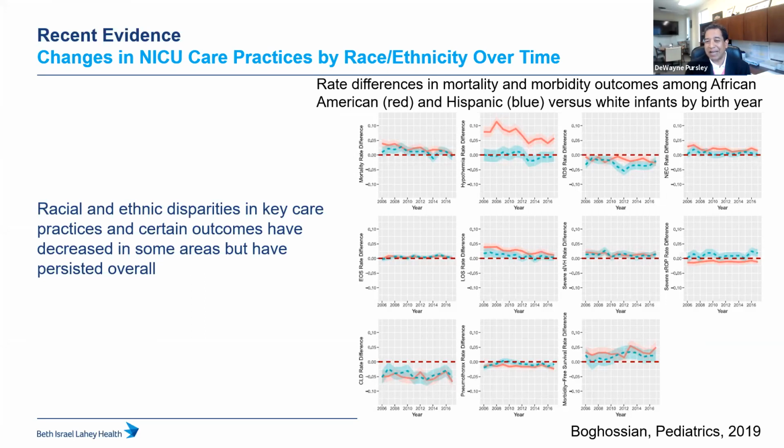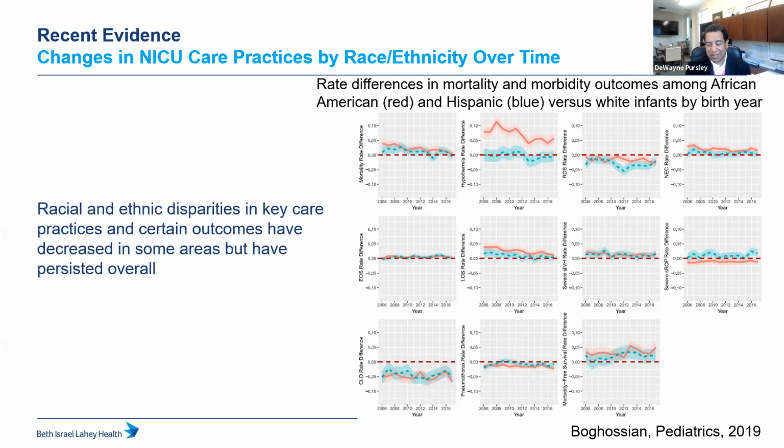Compared with white infants, African American infants had a faster decline for mortality, hypothermia, necrotizing enterocolitis, and late onset sepsis, whereas Hispanic infants had a faster decline for mortality, RDS, and pneumothorax. So given the improvements for several care practice measures and potentially modifiable outcomes, this reinforces our belief that quality improvement initiatives targeted at the disparate practices are effective and important.